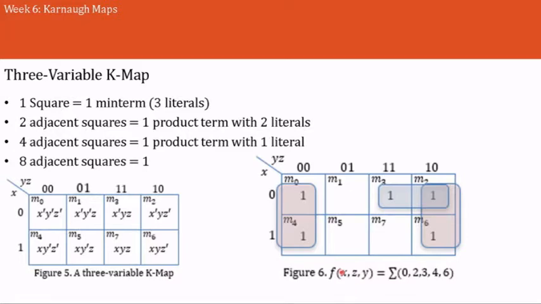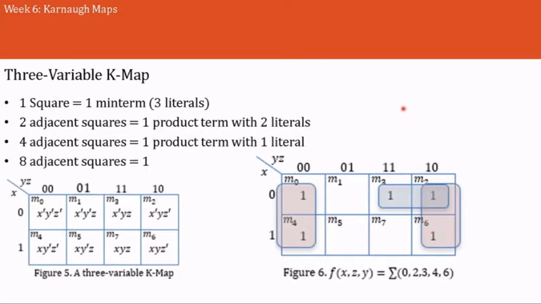As for our example here, let's say given the function of x, y, and z is equal to the summation of minterms 0, 2, 3, 4, and 6. So we are going to plot this one. M0, we are going to tag it with 1. That's why we have 1 here. This is M2, we place 1. And then we have here M3, we have here M4, and we have here M6.